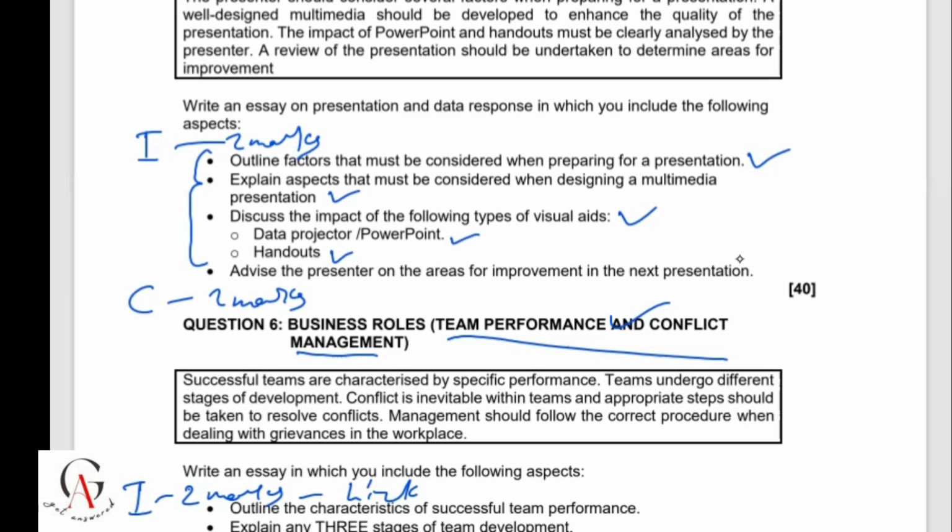Okay, right. So now let's check the last bullet, where we're supposed to advise the presenter on the areas for improvement in the next presentation. The presenter should revise objectives that were not achieved, and infuse humor at the appropriate times in the presentation. Always be prepared to update or keep the information relevant.